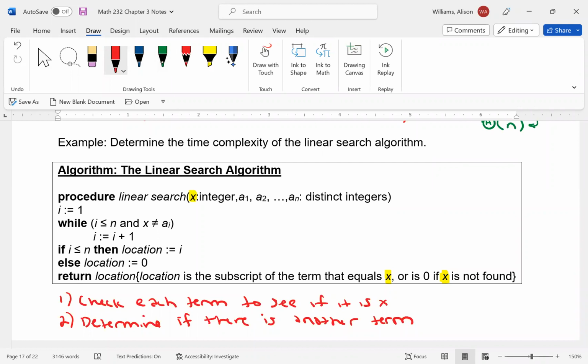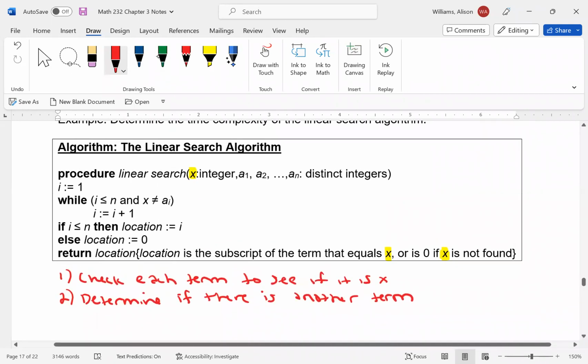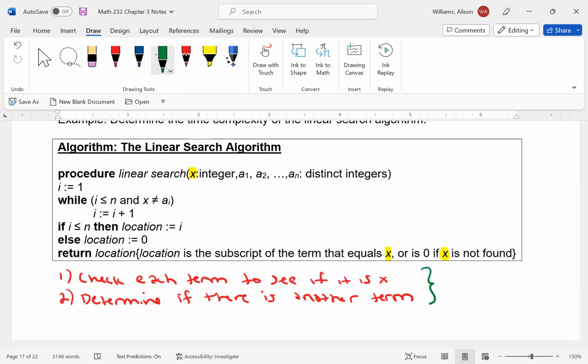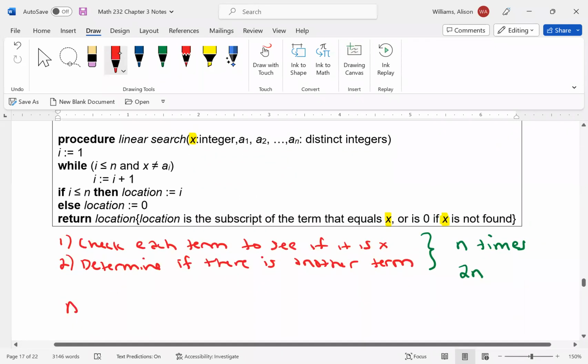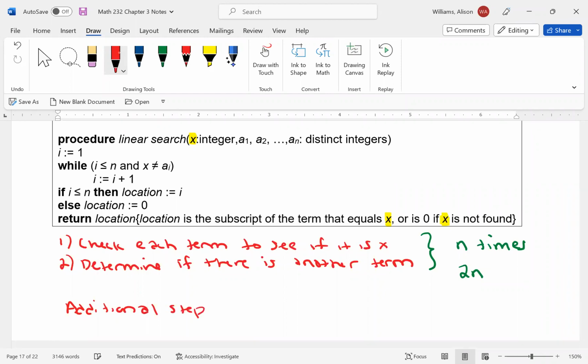So again, just like in the last one, we have two steps. But the difference this time is that we're going to do this comparison also with the very first term. So there's actually n times that we're going to do these two steps. Okay, so 2n is where we're at right now in number of transactions. And just like the last one, there is an additional step, that final step to see if we've reached the end of the list.